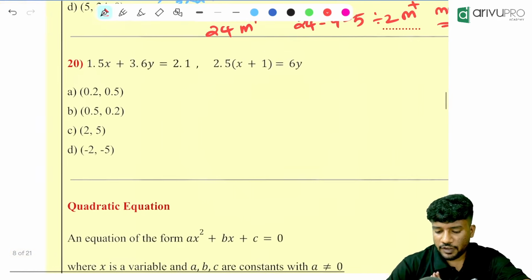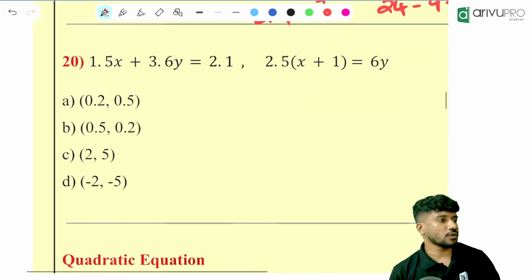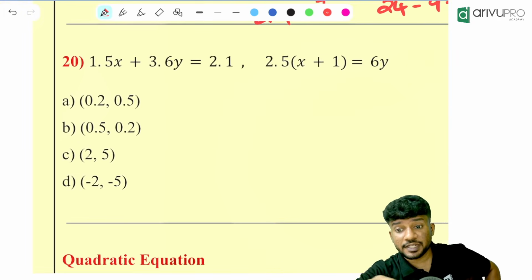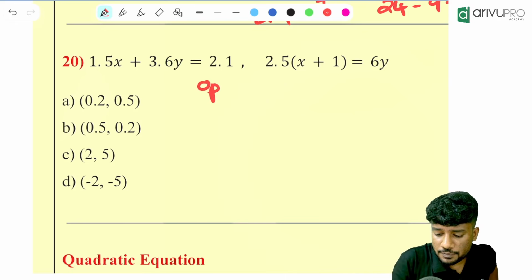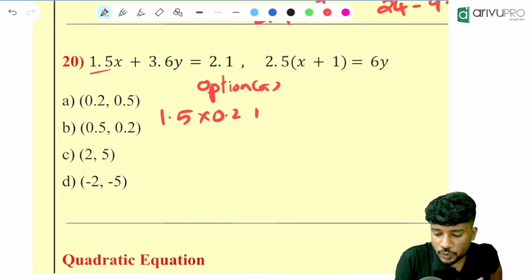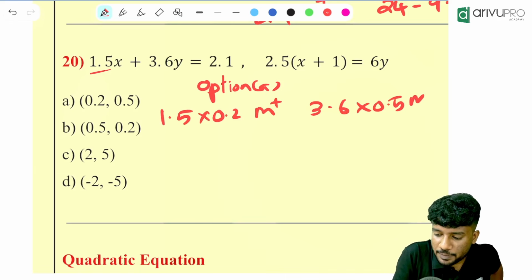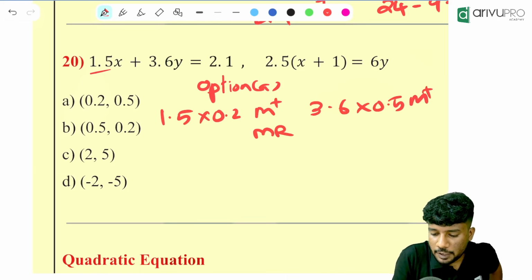Good. The final question, people. Have a look at the question. Option A, for sure. We will try using option A. We will check option by option. Try option A. That means in the calculator, how will you check? 1.5 into 0.2, M plus, 3.6 into 0.5, M plus. Then you will click MRC. How much is the answer, people? 2.1, which is equal to your RHS.